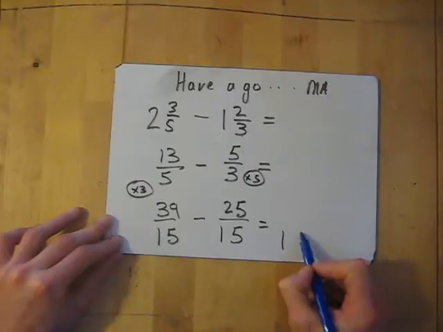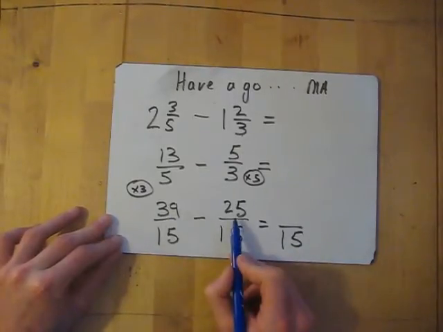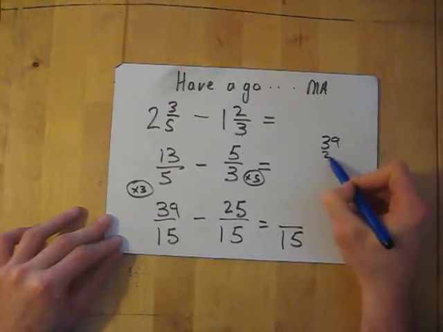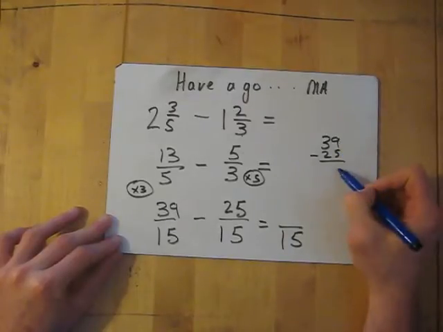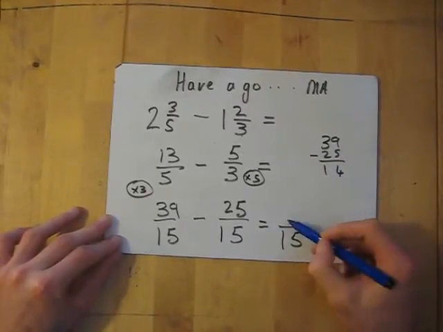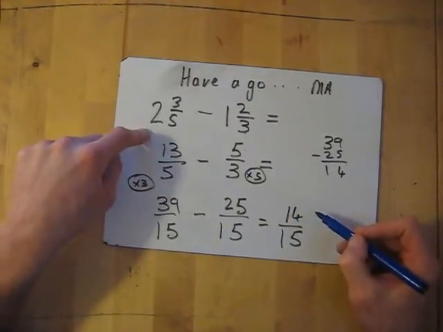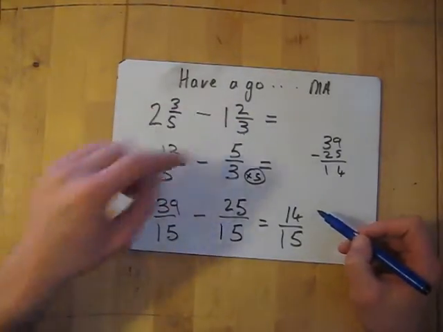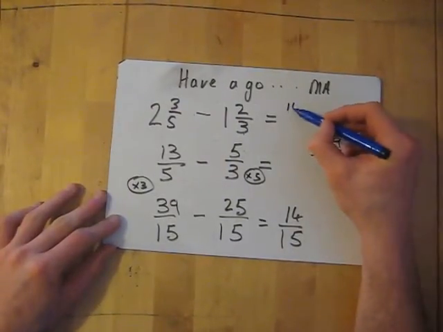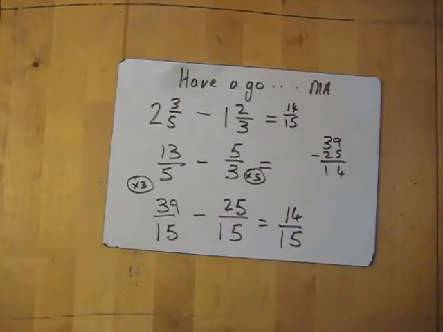Then finally, bottom number the same, and then we need to subtract these two numbers. Again, just do a quick subtraction, leaves me with 14. So 2 and 3/5 take away 1 and 2/3 is 14 over 15. Okay.